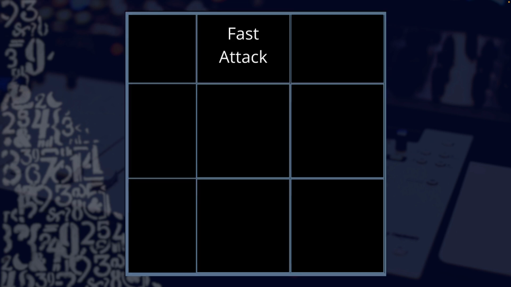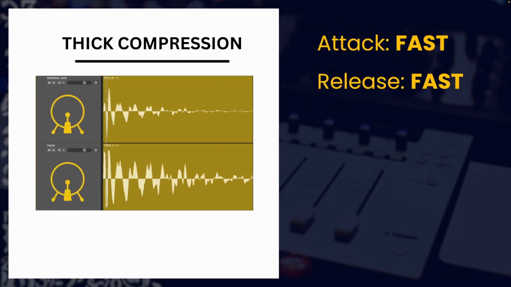So let's dive in. We have fast attack and we have fast release. What style of compression does that make? That makes thickness type compression. So thickness type compression looks a little bit like this visually. So again, we have fast attack, fast release.